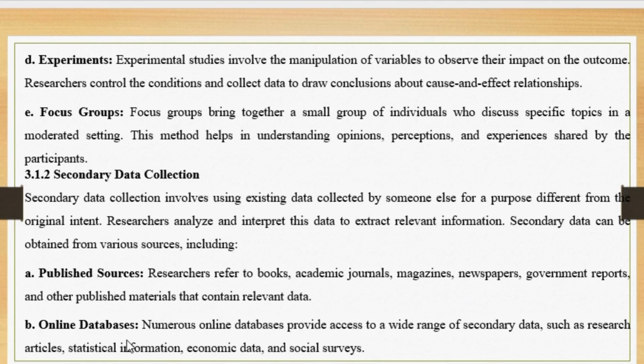And we also have online databases. Numerous online databases provide access to a wide range of secondary data, such as research articles, statistical information, economic data, and social surveys. We can see that there is no doubt that these two fall under secondary data collection because the researcher is not in direct contact with the natural event. They only read the book, the magazine, the academic journal, the government report from someone, or the author who wrote the book.